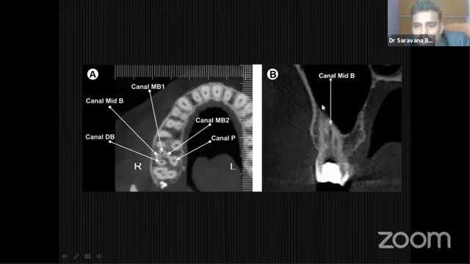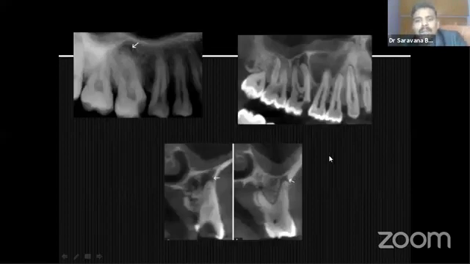Okay, this is mesio-buccal 1. This is MB2. In between there is a canal. This is called the mid-buccal canal.